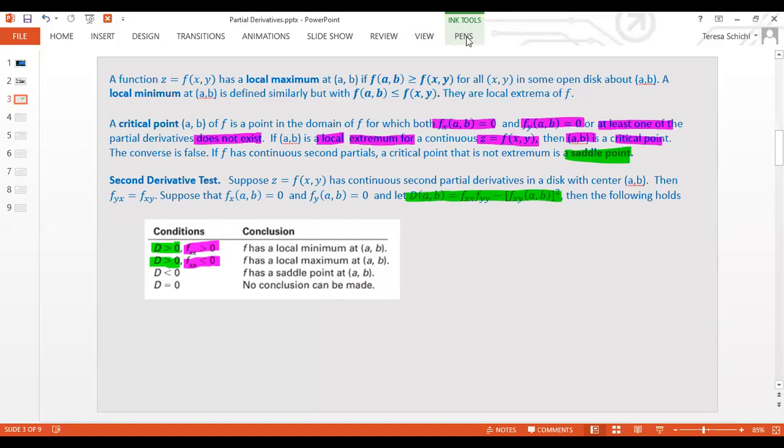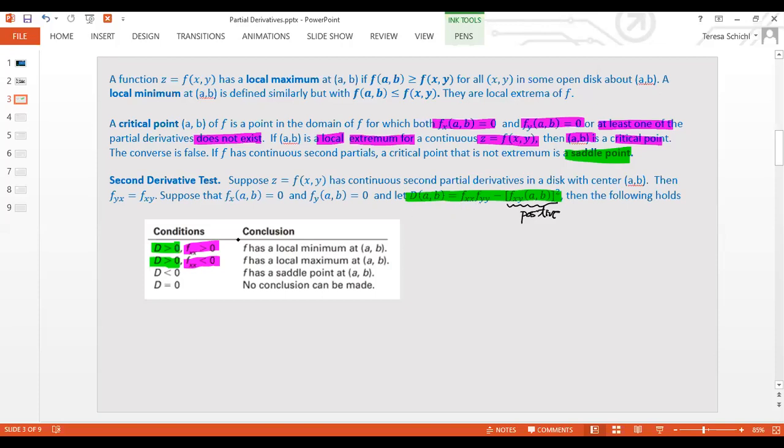Okay, so let's not worry about the proof of it. Let's take a look at the meaning of it, right? When D is greater than 0, because this number is always positive, you have a negative sign, so it's negative here, right? So this is f_xx and f_yy, right?